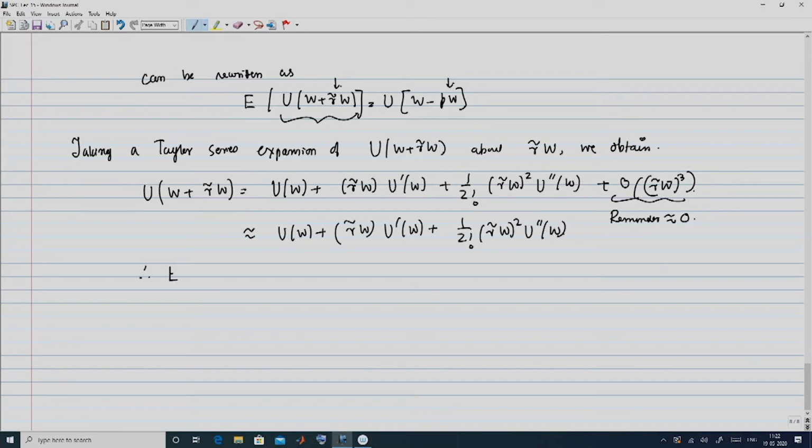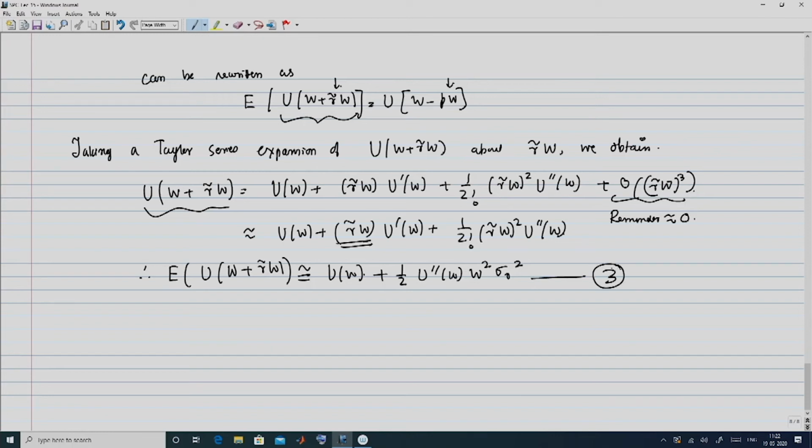If I take the expectation on both sides, the expected value of u of W plus r tilde of W is approximately u of W. Remember, the expectation of r tilde is 0, and I am left with the third term, half u double prime of W, W square, and the expectation of r tilde square is simply sigma r square. Let me call this relation 3.